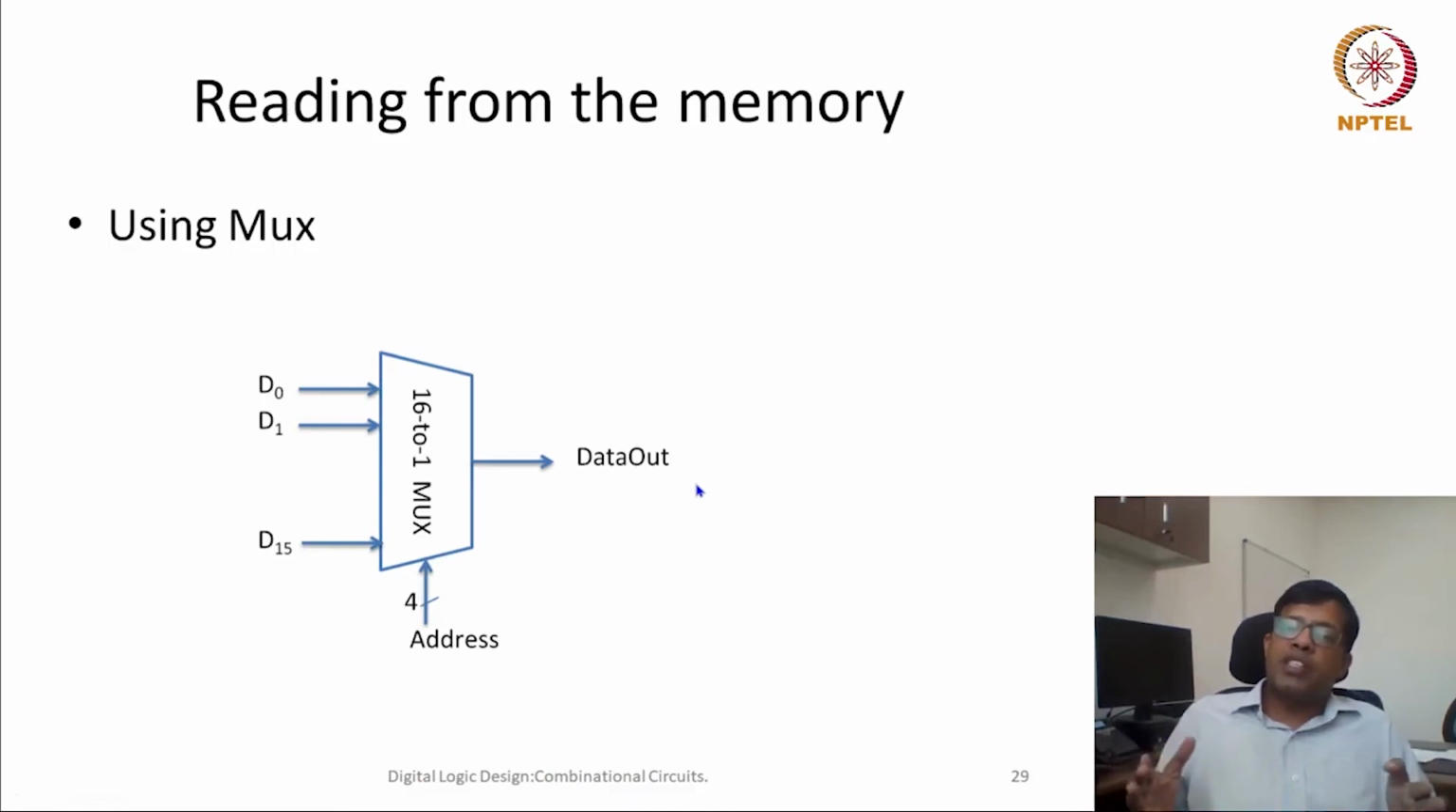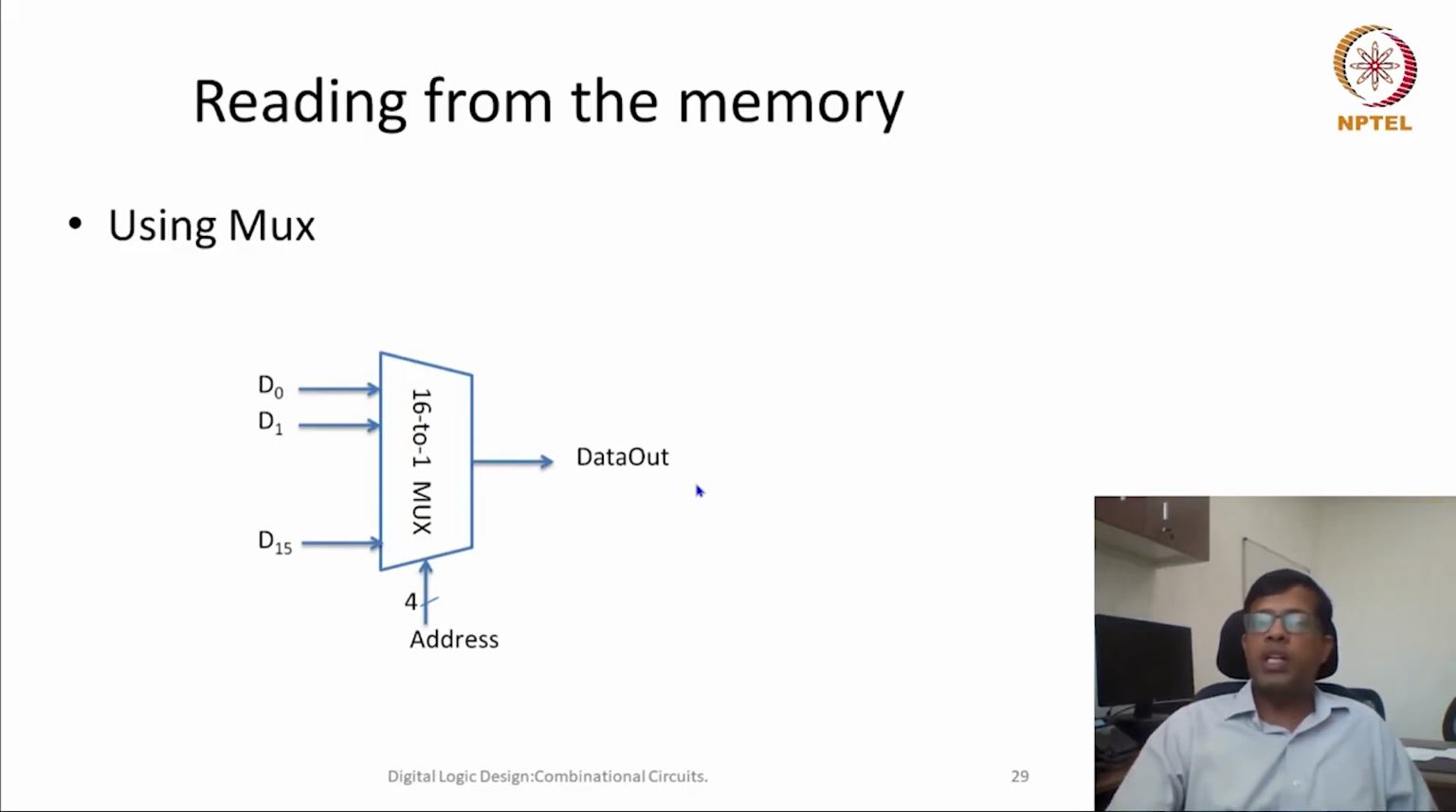Here the specification was more or less clear. There was less confusion because it was clear that I have to get the output from one of those memory cells. So there are 16 inputs and out of that I have to select one. So I can use a multiplexer here.